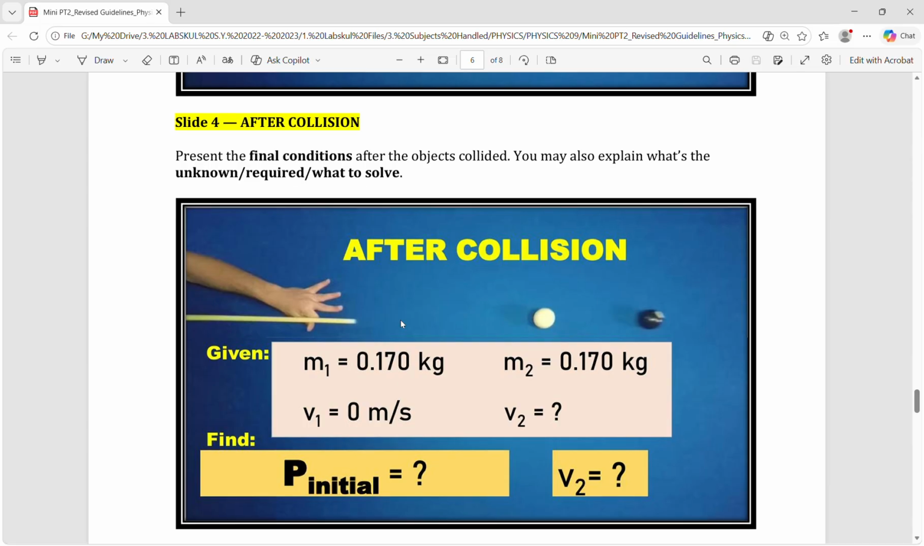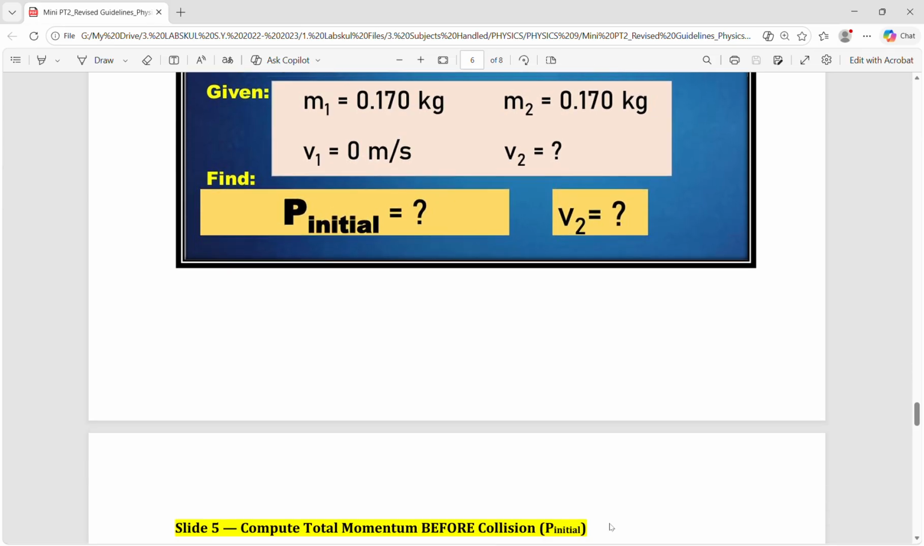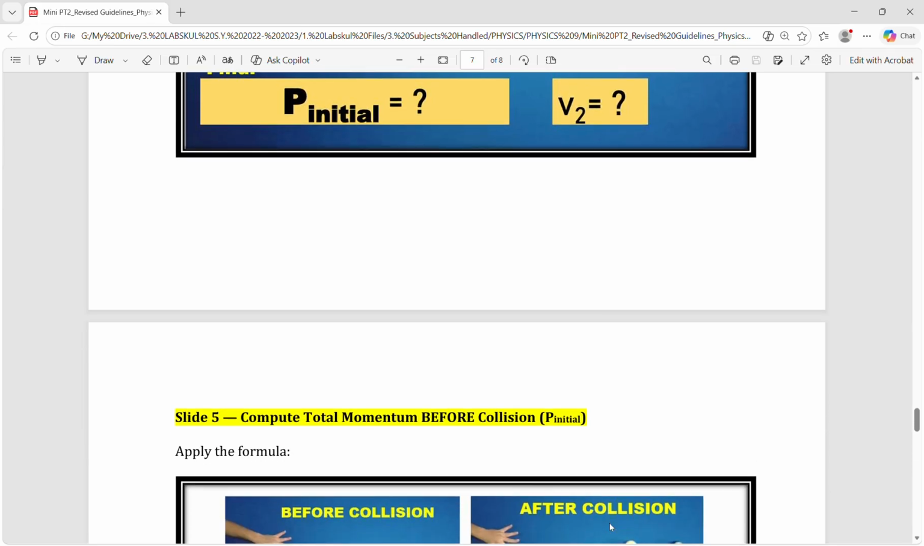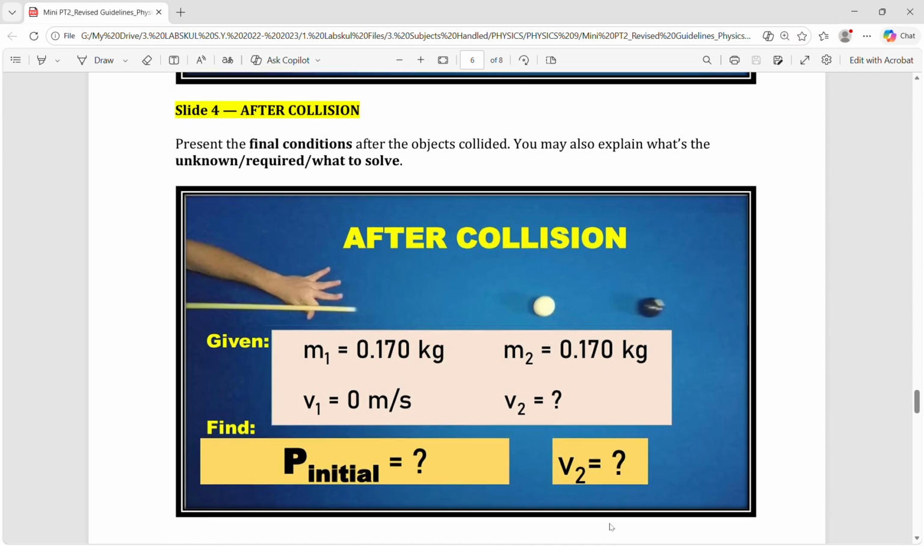Next, slide 4, after collision. Present the givens and what happened after the collision, after the ball or the toys you used in your scenario moved. Then the givens and what I need to find. I'm going to solve for the total momentum before the collision as well as the velocity of the ball after the collision. So, that's the 4th slide.